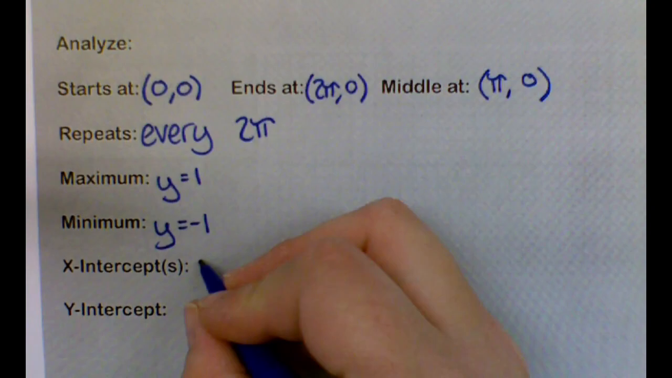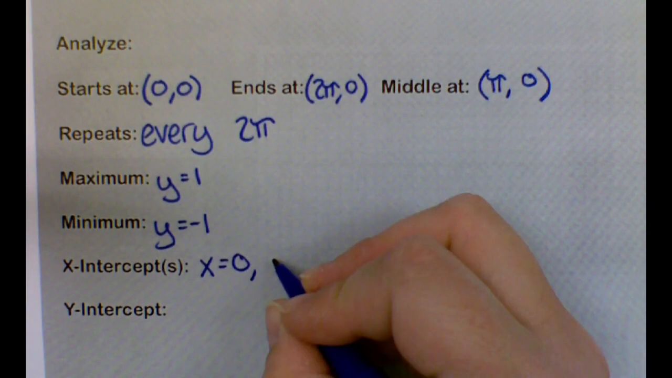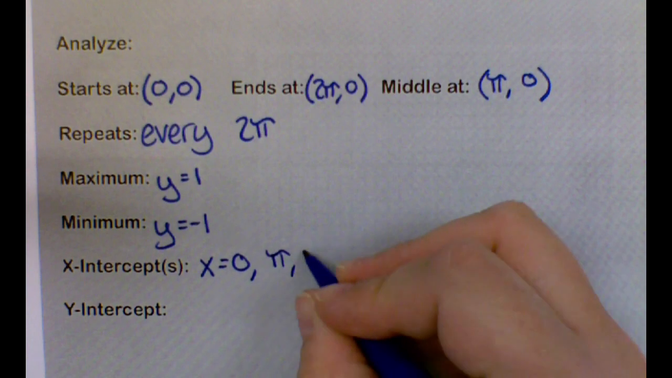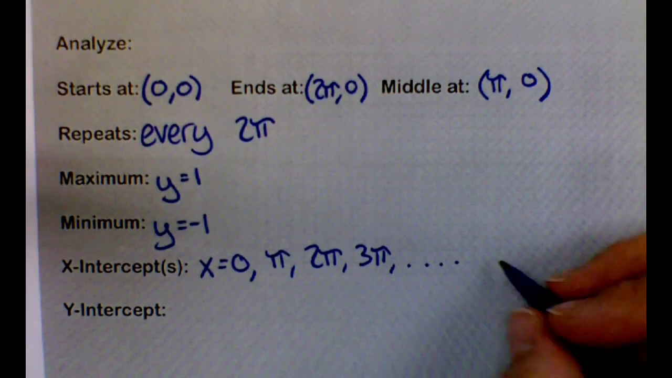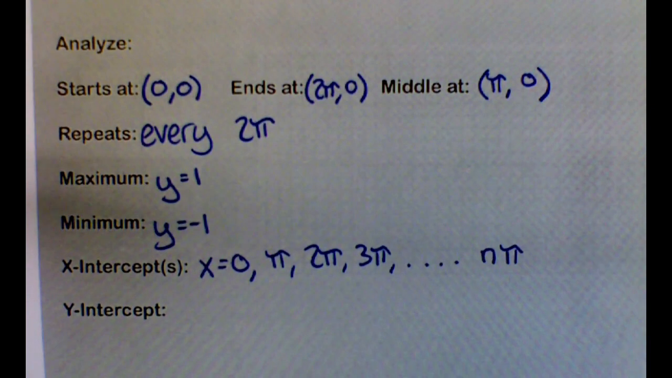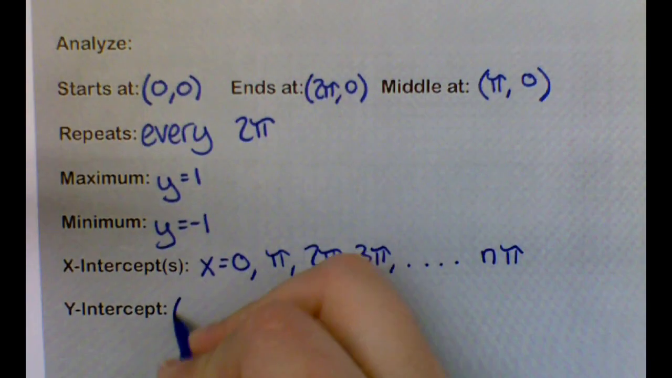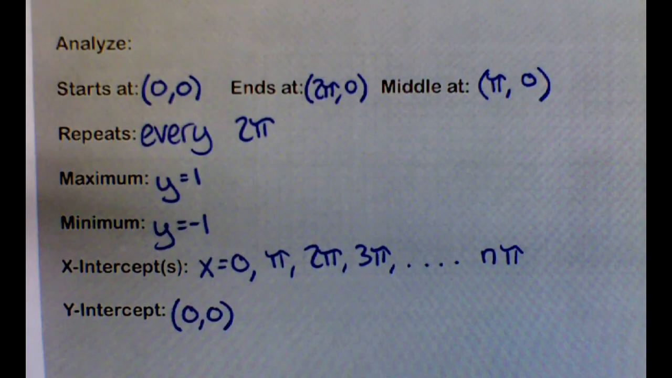X-intercepts. We cross the x-axis at x equals 0, at x equals pi, 2 pi, 3 pi, 4 pi, 5 pi, on and on and on. We say just n pi. The y-intercept is the point 0, 0, just one of those.